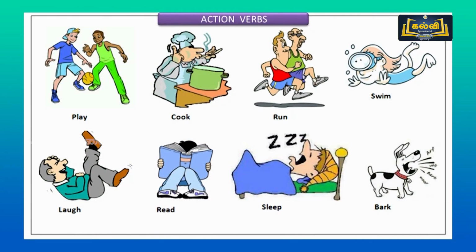There are many types. Action verbs, linking verbs, auxiliary verbs, finite and non-finite verbs, regular and irregular verbs. Right. Okay. Let us see them one by one quickly and move to modal auxiliary verbs. Right. Look at this picture now. You can see many actions and here the action verbs. From the first, play, cook, run, swim, laugh, read, sleep and bark. Right. So, these verbs are called action verbs.